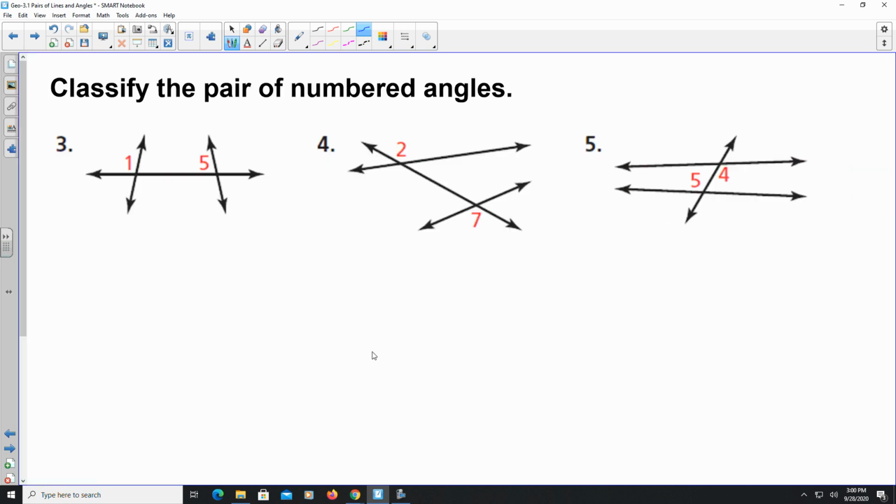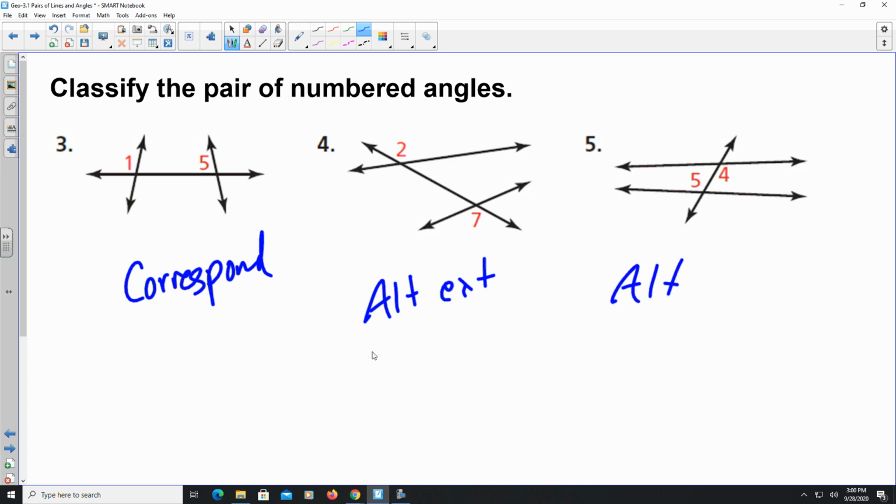Here, they're asking us to classify the pair of numbered angles. So 1 and 5, they're both upper left. Those are corresponding. 2 and 7 are on the outside, so they're alternating exterior angles. And 4 and 5, they're on the inside. They're alternating, so they're alternating interior angles.